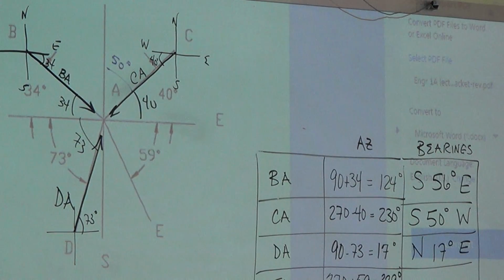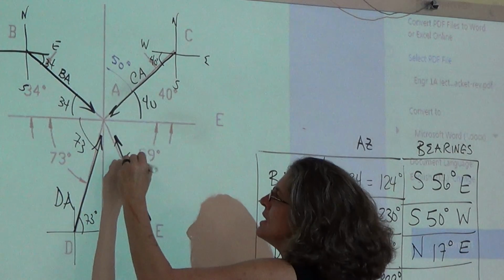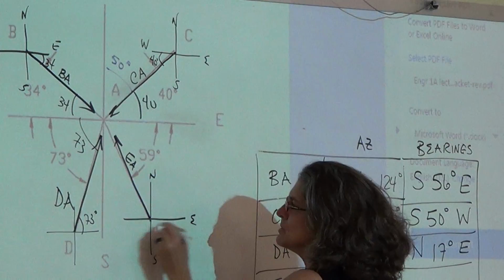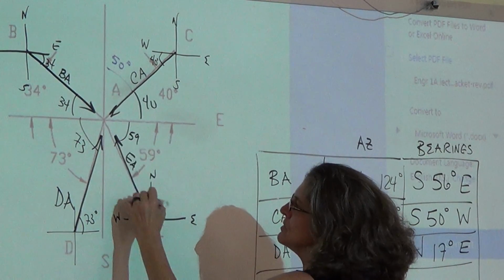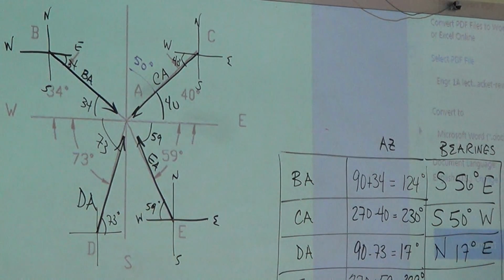Mason, did you go already? Yeah. Okay. So Ruby, I got everybody here, right? Tristan, did I get you? Yeah. Ruby, EA, here's EA. North, south, east, west. This is 59. North or south? North. East or west? West. How many degrees? 31.